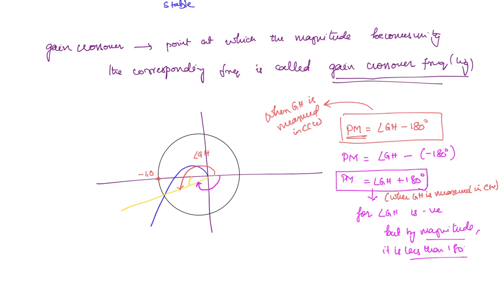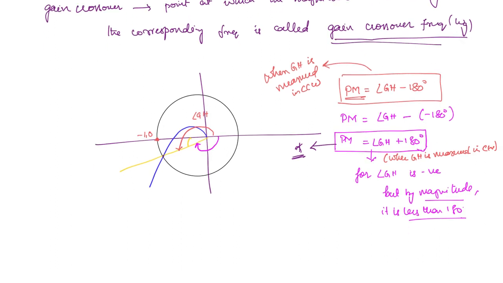Now which formula will we be using? We will be using this formula. Okay, so why is that? The frequency here is omega is equal to omega g, the gain crossover frequency, right? So that means this GH here is at omega g, gain crossover. This point is important. Or you can write here once again, phase margin is equal to the phase of G of j omega g into H of j omega g plus 180 degrees.